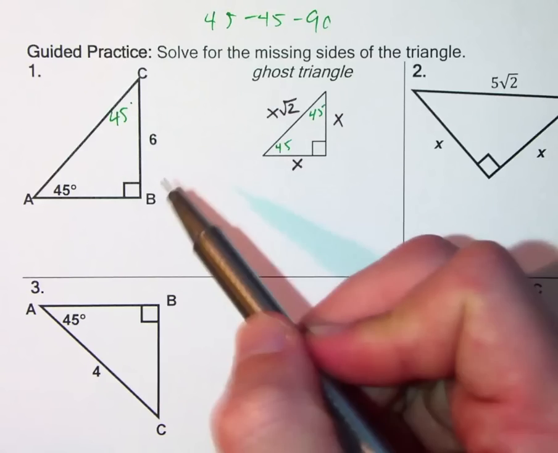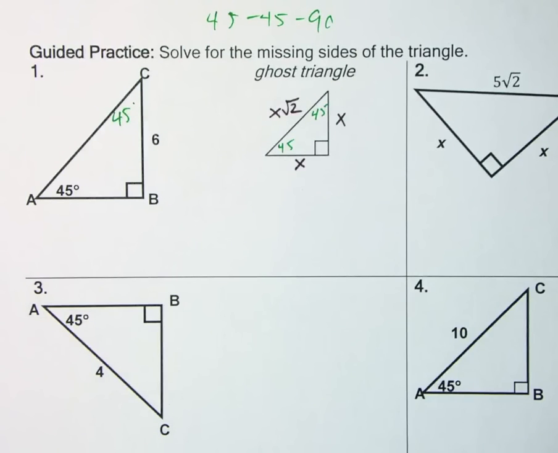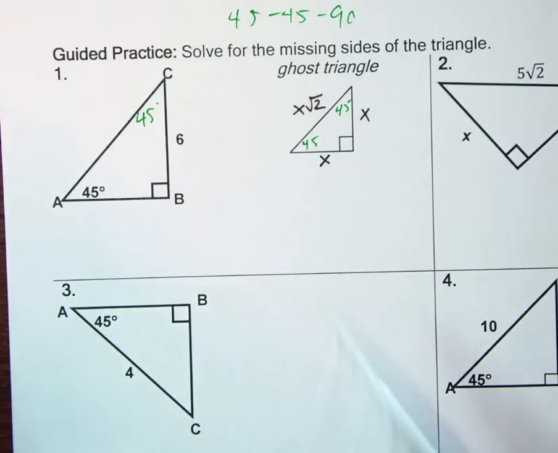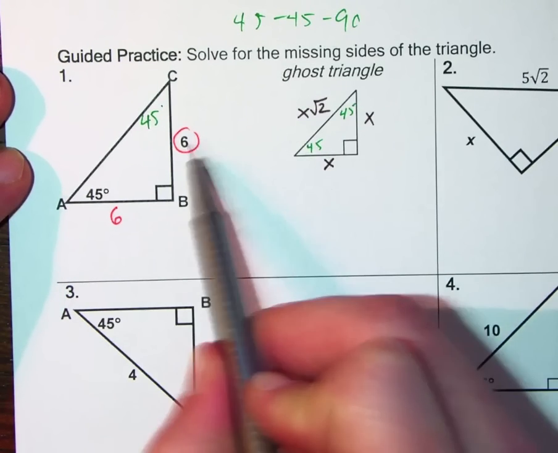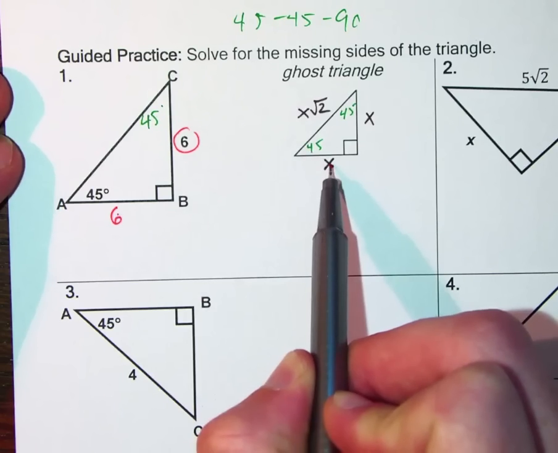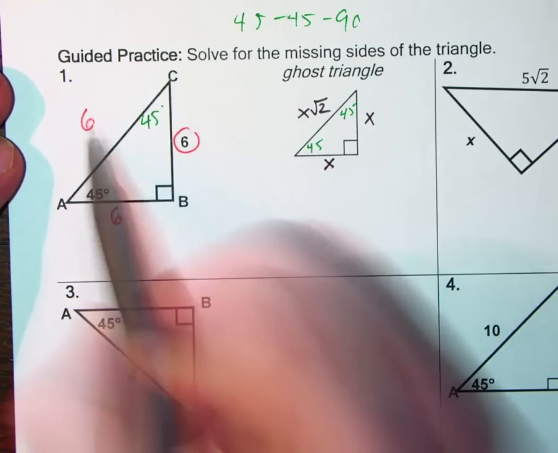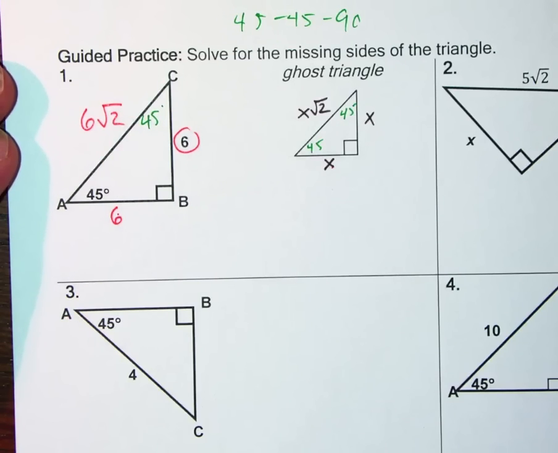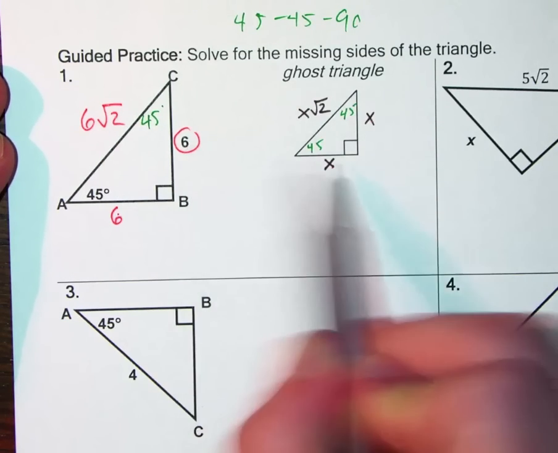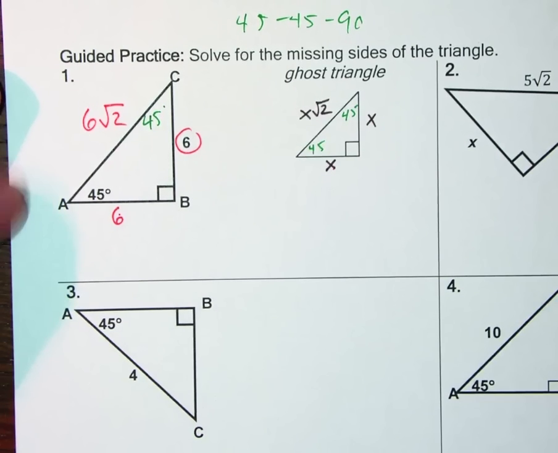So if that right there happens to be a 6, then if this is 6 right here, I can put 6 right here. Again, whatever is here also goes there. It should also go here, but with what next to it? Square root of 2. 6, 6, 6 square root of 2. No problem. Let's go ahead and look at number 2.